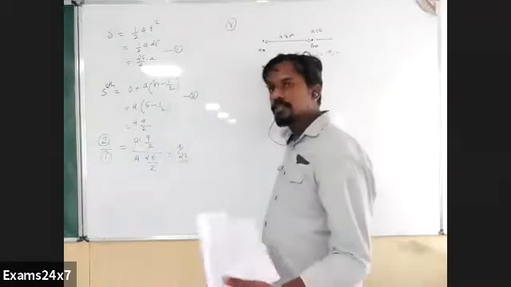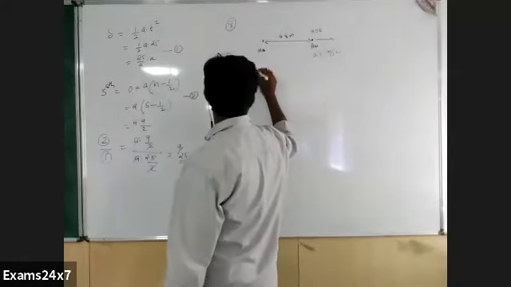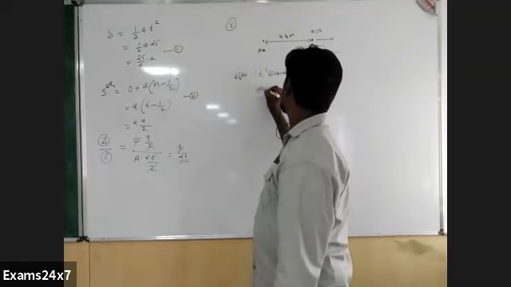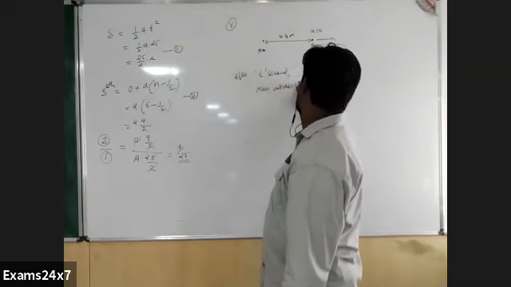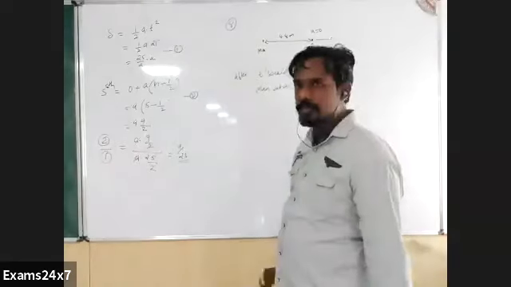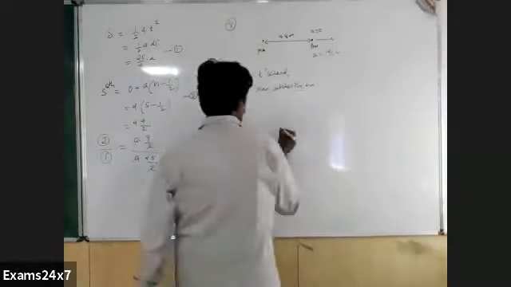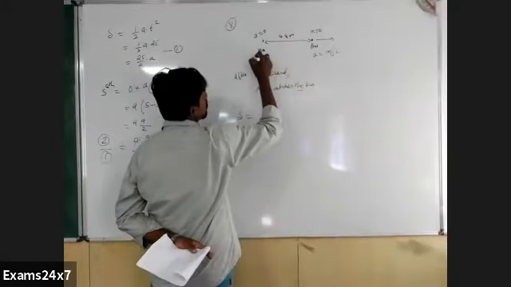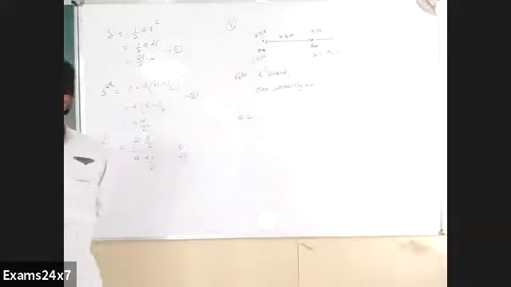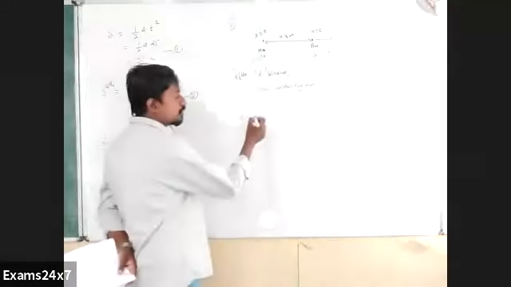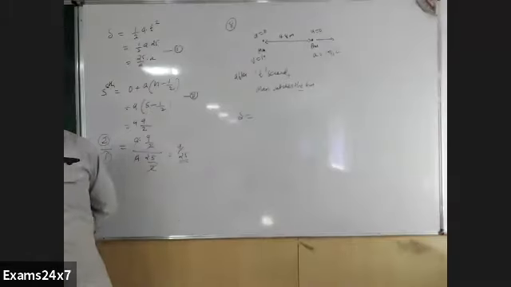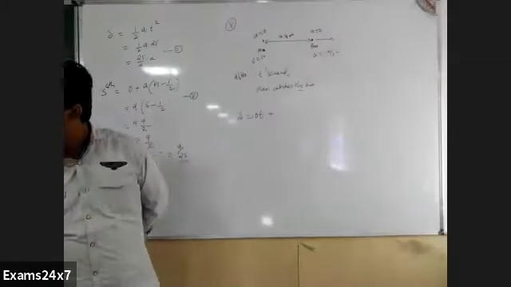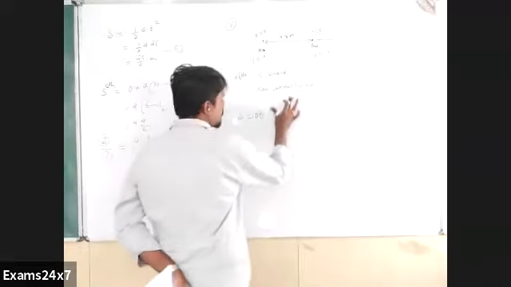The man catches the bus maybe after t seconds. Tell me, what will be the distance traveled by the man? Acceleration of the man is 0, velocity is 10. S is equal to ut plus half at square. ut is 10t, and acceleration is 0, so half at square value is 0. Distance traveled by the man is 10t.